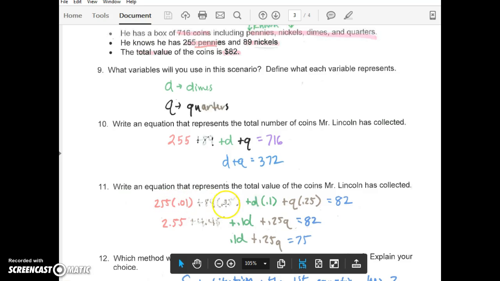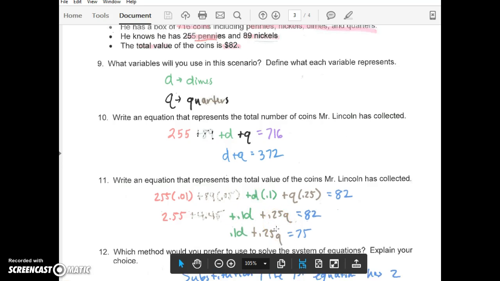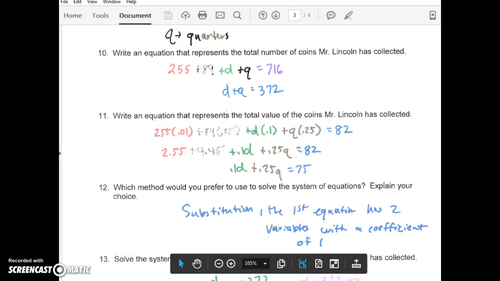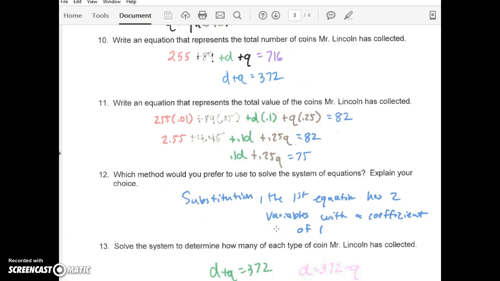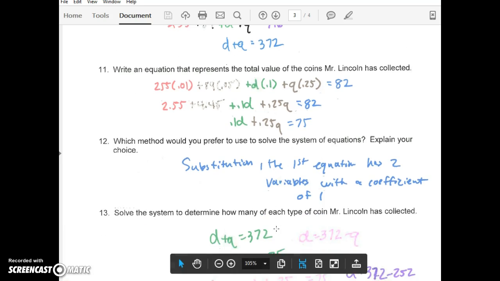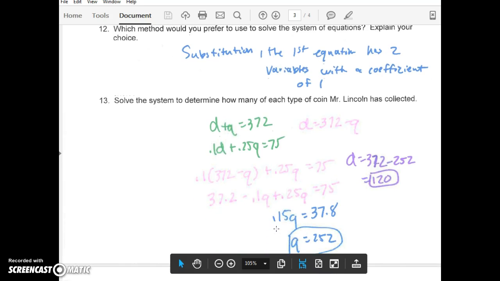Then I multiplied these guys out, and I combined these like terms, so I got 7 for this, brought it over with the 82 to get 75. I just brought down these numbers here. Those are my two equations. Now, again, we have a choice. What do we want to use? I decided to use substitution, and I believe I said I'm going to get D by itself. And yep, that's what I did.